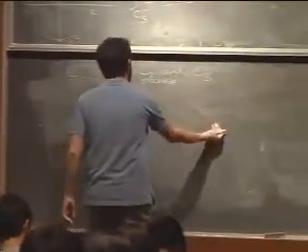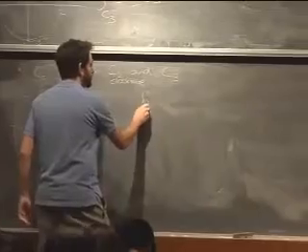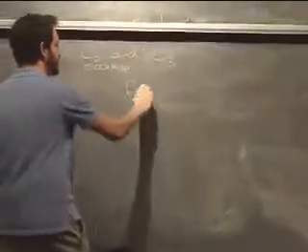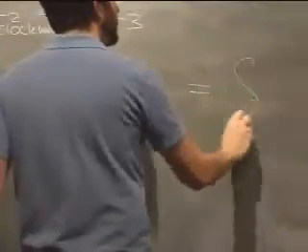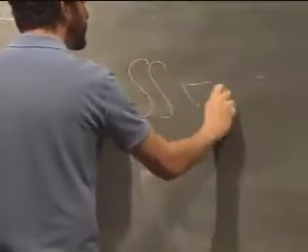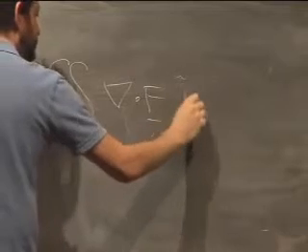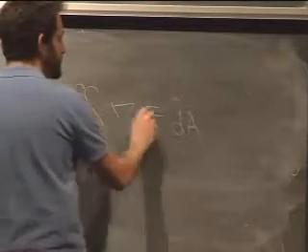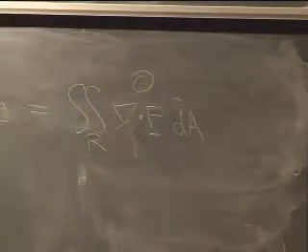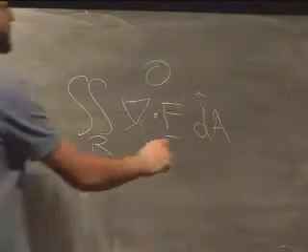So, according to Green's theorem, the integral around C of f dot n ds is equal to the double integral of the divergence of f dA over R, where R is this weird shape region here. But we computed that the divergence of f is 0. As long as you're not at the origin, the divergence is 0. So this is equal to 0.